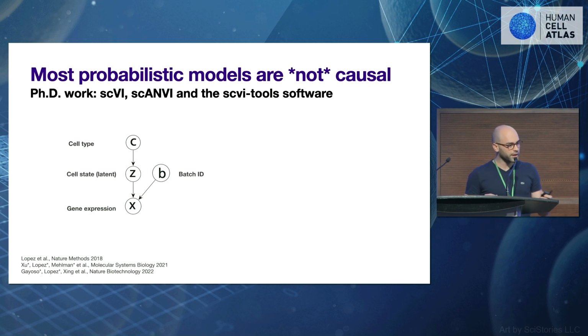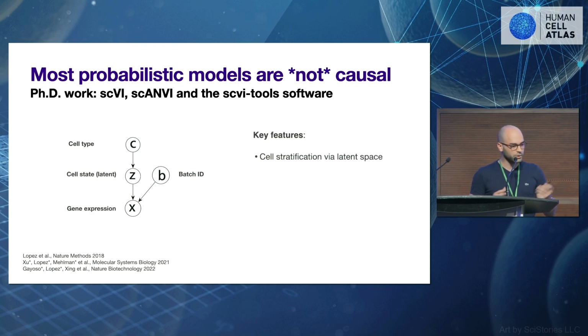So I want to highlight that most of the things that I've been working on in the past are probabilistic models, and these models are not causal. Causal meaning that we could apply them to perturbation data, but they don't have the right semantics or the right framework for thinking about it. So during my PhD, I worked on single-cell variational inference, scANVI, and the scVI software. In a few sentences, basically, we model gene expression as a function of batch effects and cell states that you can see in most UMAPs that we've been seeing at the conference. And cell type can be observed or not, and we can use that for stratifying cells in latent space.